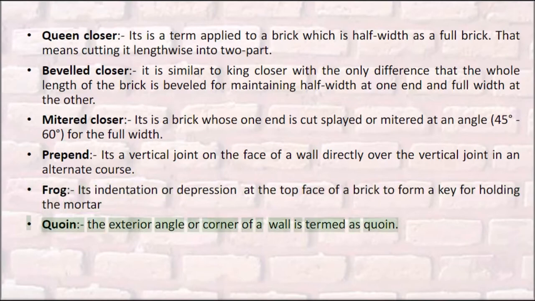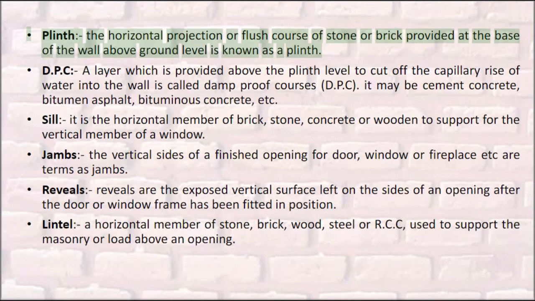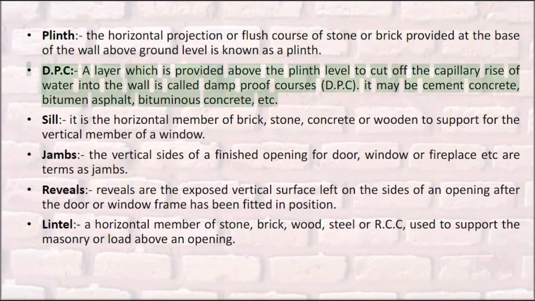Quoin. The exterior angle or corner of a wall is termed as quoin. Plinth. The horizontal projection or flush course of stone or brick provided at the base of the wall above ground level is known as a plinth. D.P.C. A layer which is provided above the plinth level to cut off the capillary rise of water into the wall is called damp-proof course. D.P.C. It may be cement concrete, bitumen asphalt, bituminous concrete, etc.